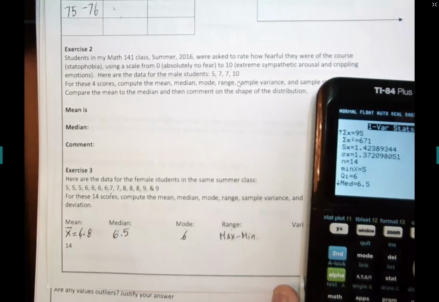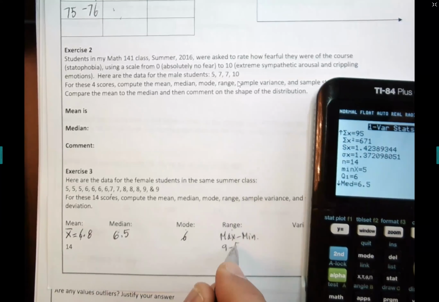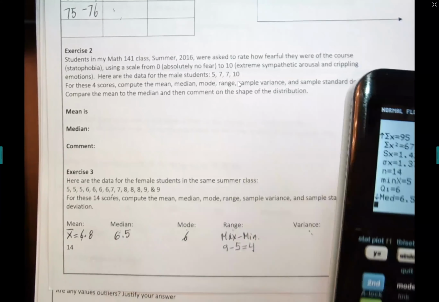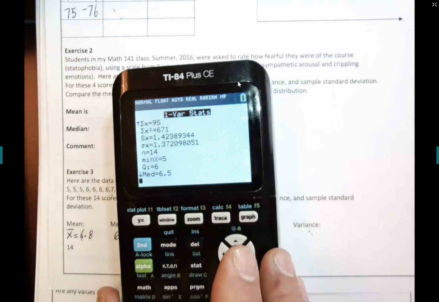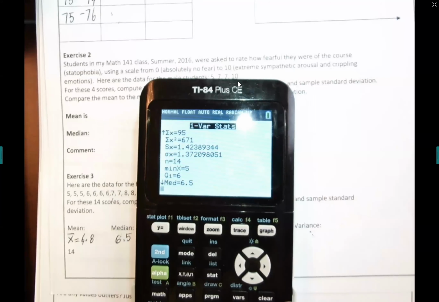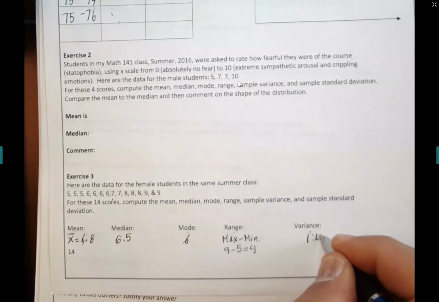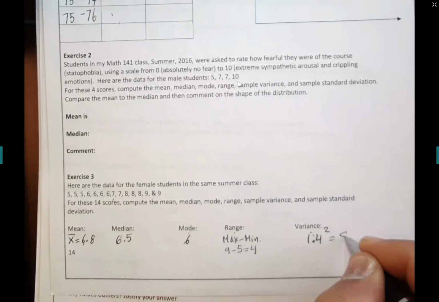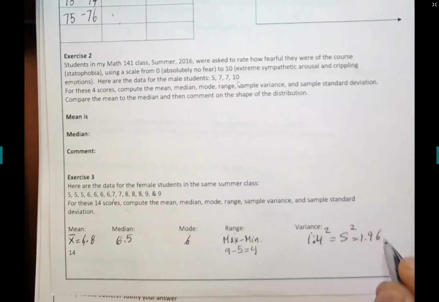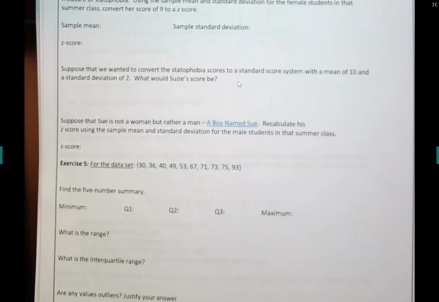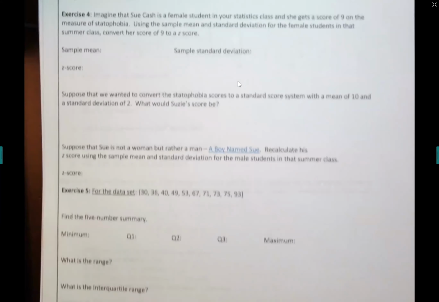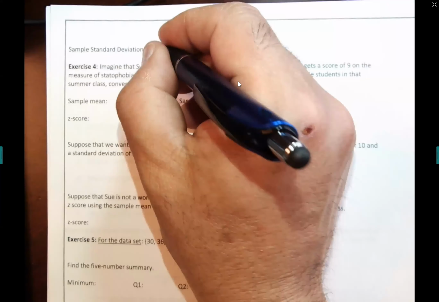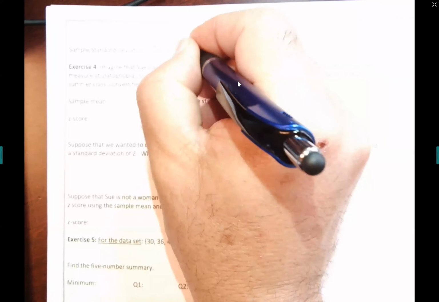Range, which is 9 minus 5. Variance, okay, now, it is S, guys, the standard deviation, 1.4. But he wants the variance, so you take 1.4 and square it. Which is S squared, which is 1.96. Okay? Oh, he asked for the standard deviation as well. Sample standard deviation, which is S.